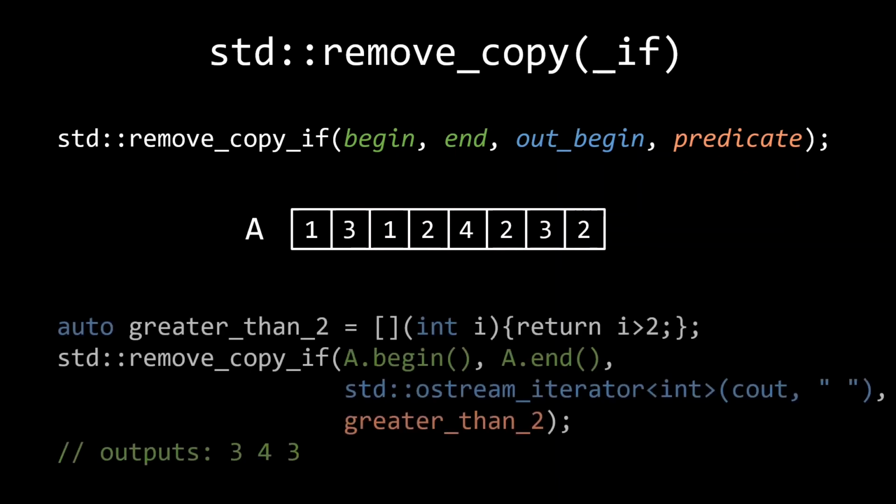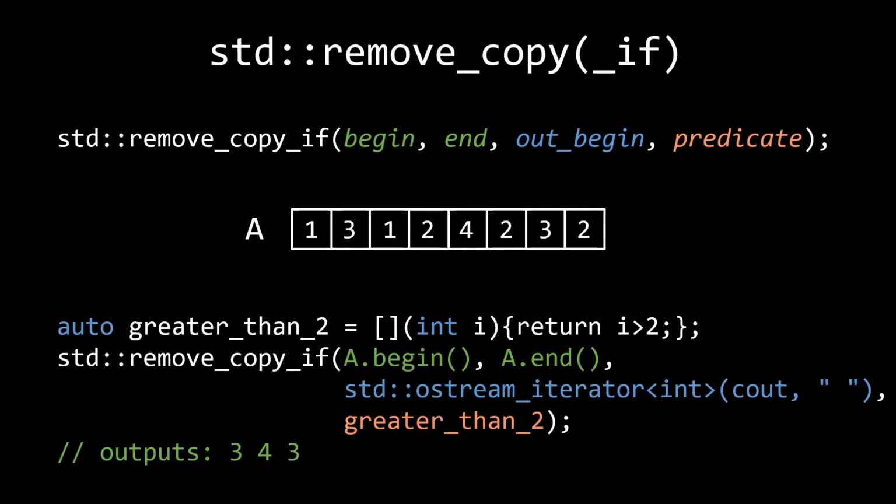Of course, you don't need to output to a container. That's the beauty of using iterators. We can also use std remove copy if with an ostream iterator to simply output all elements in A that are greater than 2 to the standard output. If you're not familiar with the ostream iterator, you should check out my video on iterator adapters after finishing this video. I'll leave a link in the description.